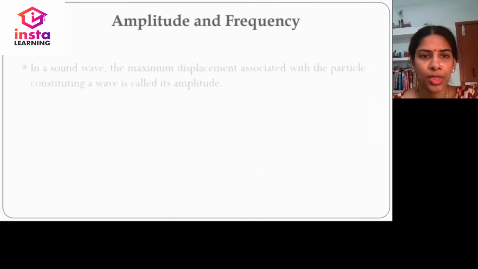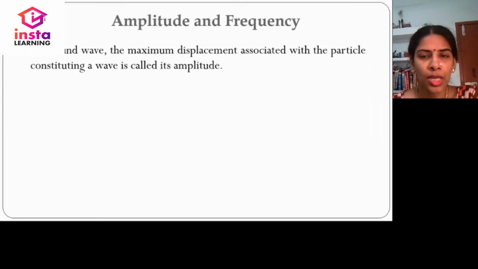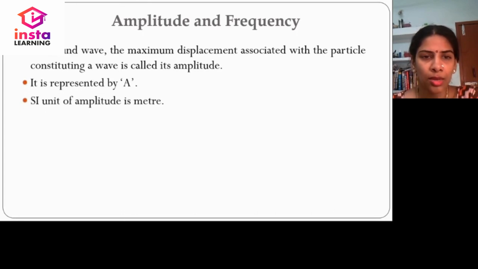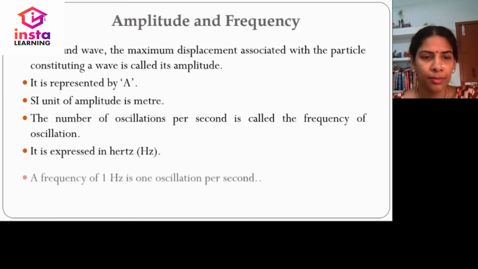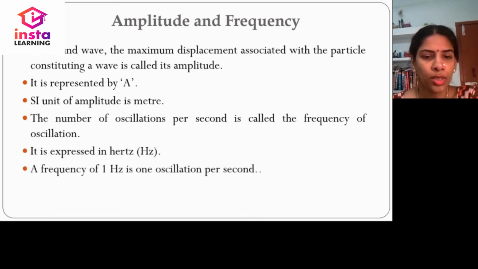Amplitude and frequency. In a sound wave, the maximum displacement of the particles constituting the wave is called its amplitude. It is represented by A. The SI unit of amplitude is meter. The number of oscillations per second is called the frequency of oscillation. It is expressed in hertz. A frequency of 1 hertz is 1 oscillation per second.